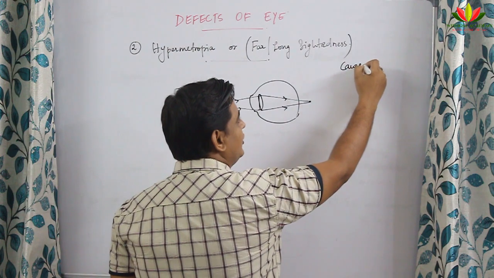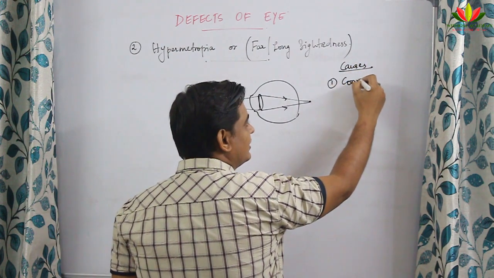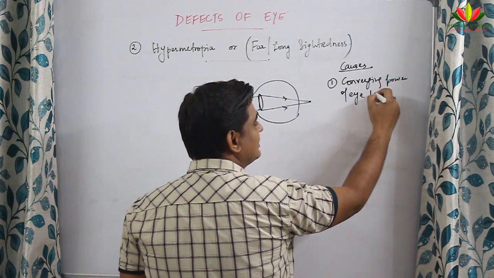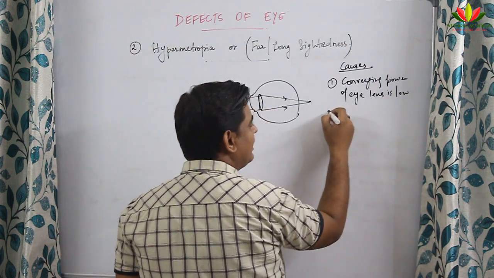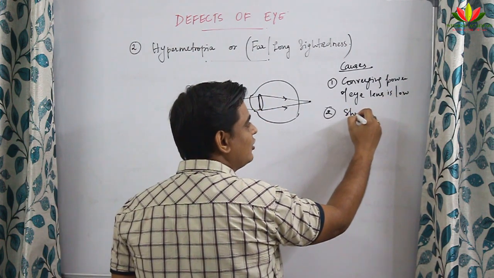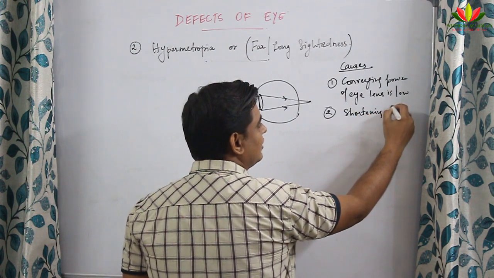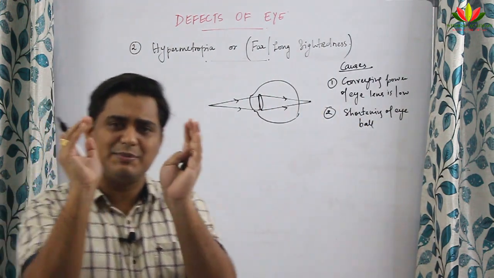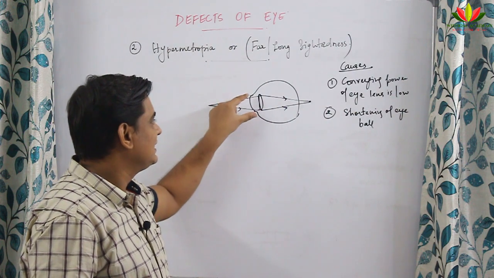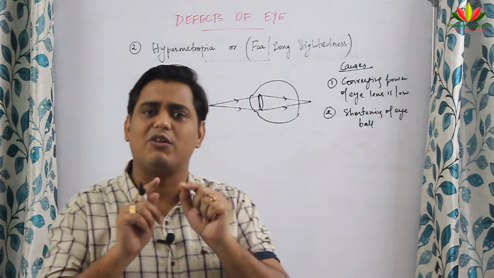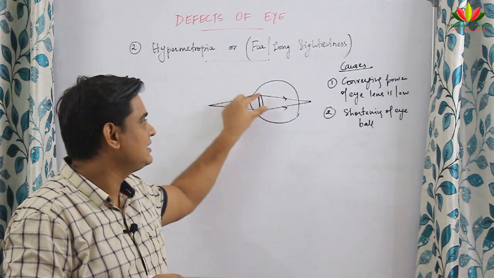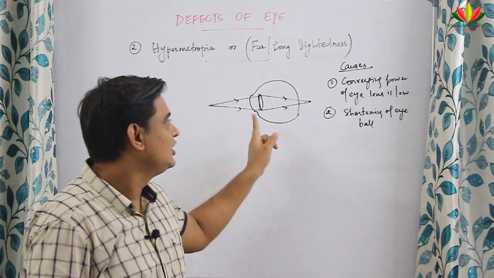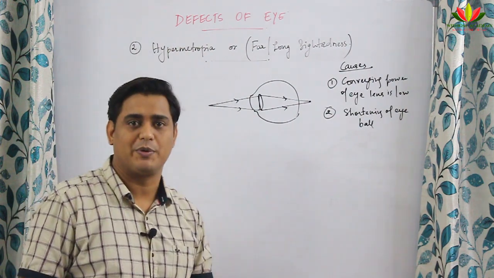It will happen due to two reasons. First thing, the converging power of the eye lens is low, or it may be possible because of the shortening of the eyeball. So, the eyeball has become short. So, either the eyeball has become small, or the converging power of the eye is very less. It is not converging on the place, it is a little less and converging on the back side. So, in this kind of situation, you will get a disease called hypermetropia.